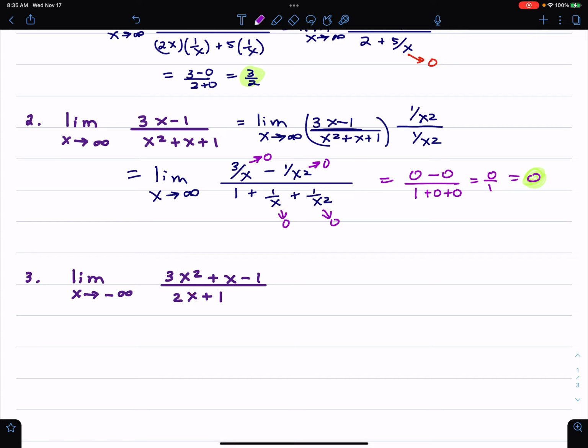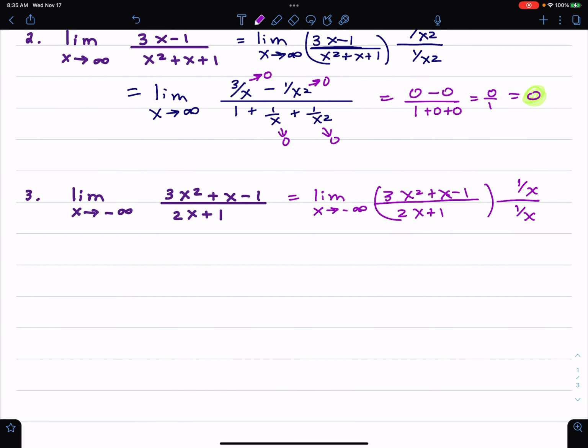We'll see that that leads to either an infinite limit, either negative infinity or positive infinity. And so I look at the highest degree term of the denominator, and that's x. So I'm going to divide by x, multiplying by 1 over x. So I have 1 over x in the numerator, 1 over x in the denominator. I will distribute that throughout.